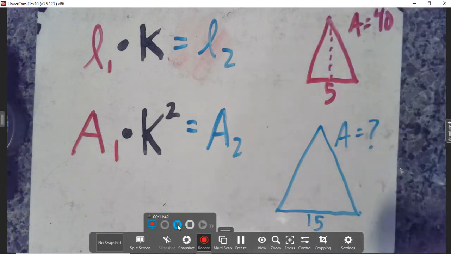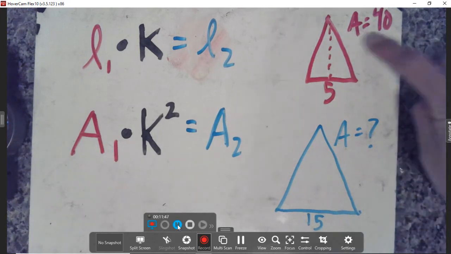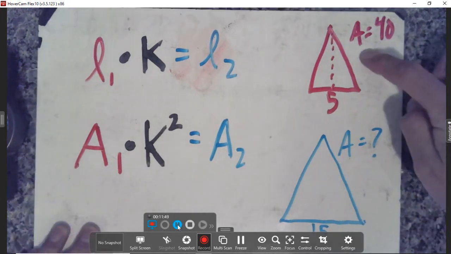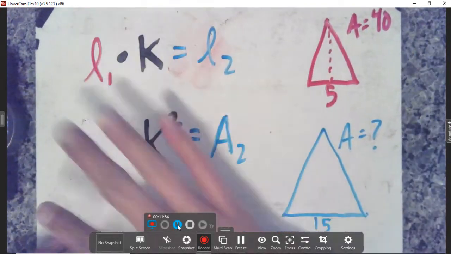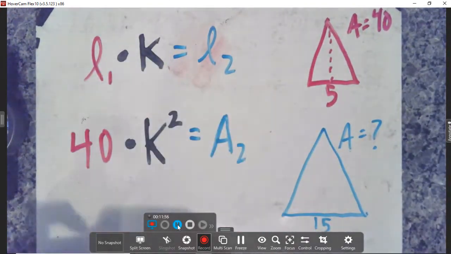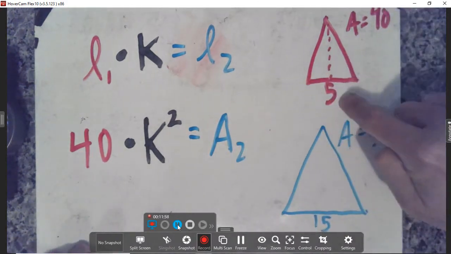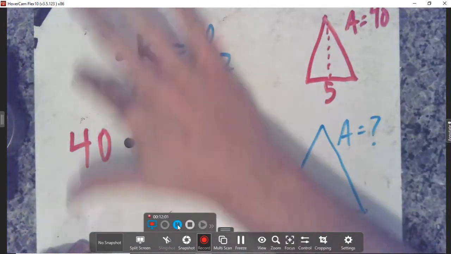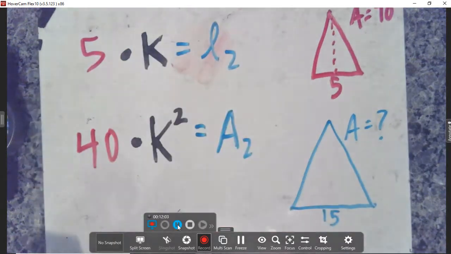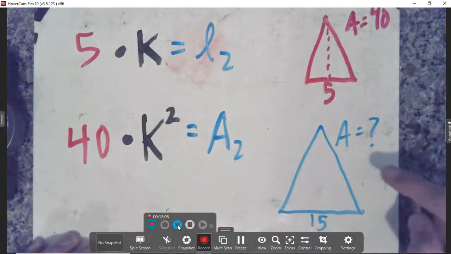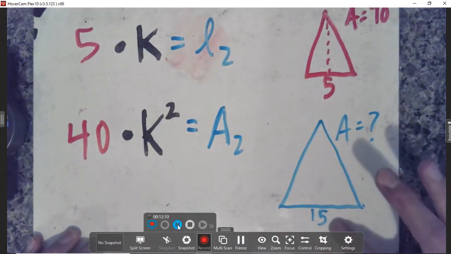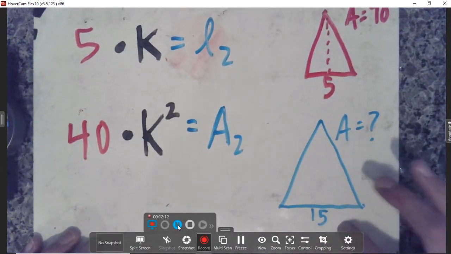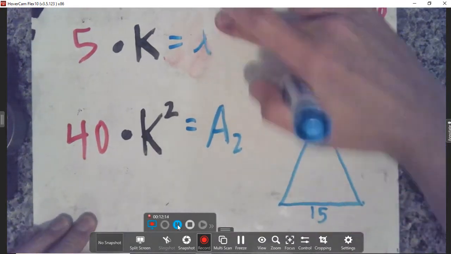All right, now let's look at what we have. Let's fill in some of the stuff. This is my area 1. It doesn't have it labeled, but it is my area of the first shape, of the smaller shape. So I'm going to write 40 here. The length of the first shape, L sub 1, that's 5. And let's look at what we have over here. I don't have the area, so there's nothing I can do yet here. But I do have the length of that second shape, so I'm going to write 15 up here.